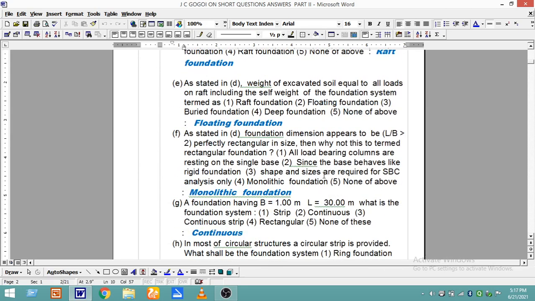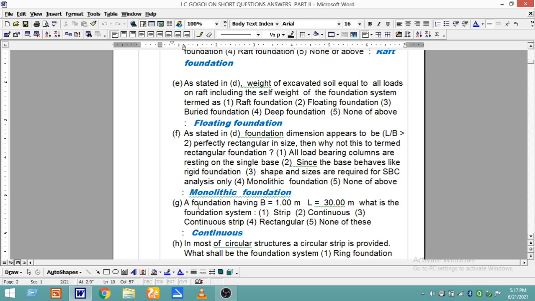If there are a lot of different sizes of individual rectangular foundations, in such cases it shall be rectangular foundation. Here it shall be raft foundation, since all loads are applied on the same foundation.